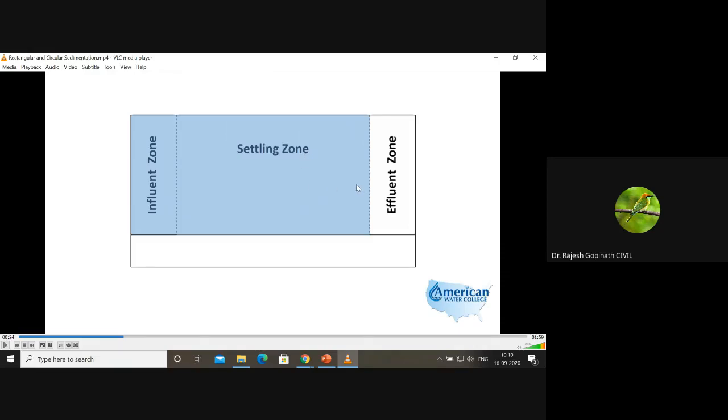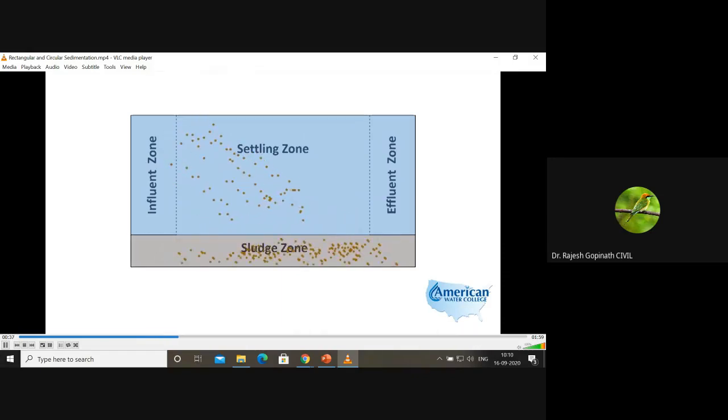Where it settles down is the sludge zone, and the treated wastewater, that is your supernatant, which is devoid of settleable solids, is coming out of the effluent zone. This is where the water leaves the basin. What you see now falling down is the settleable solids. This is settling which is taking place. Now they're all getting accumulated and collected in the sludge zone.